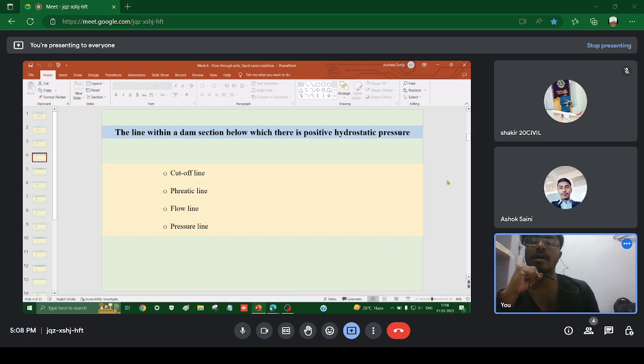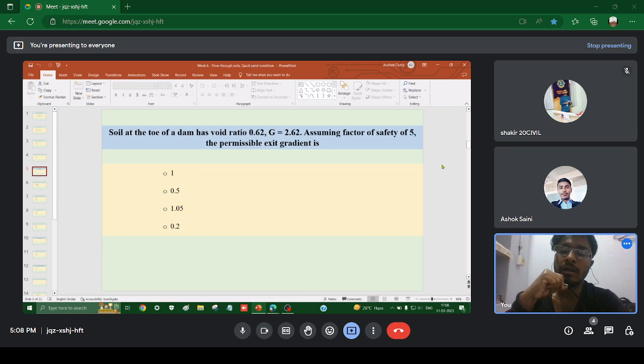Yeah, the question is, this is the third question. The line within a dam section below which there is positive hydrostatic pressure. The options are: cutoff line, phreatic line, flow line, pressure line. Next question.